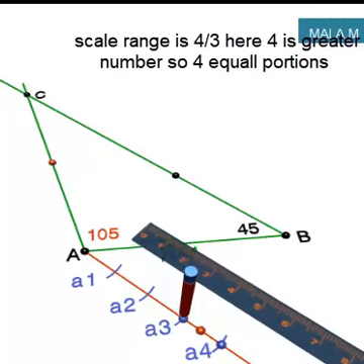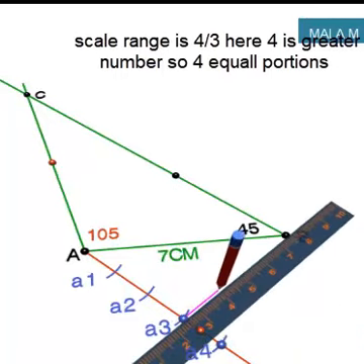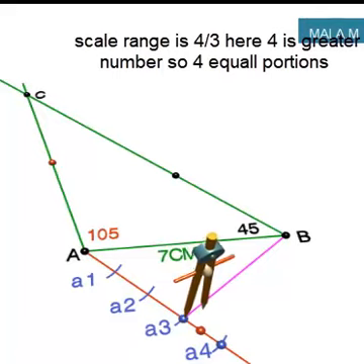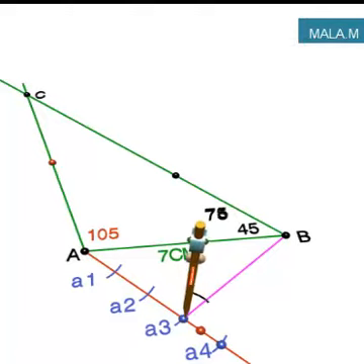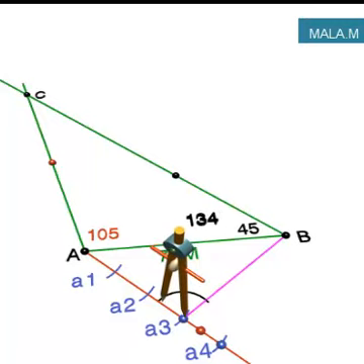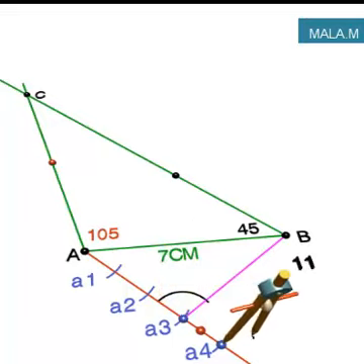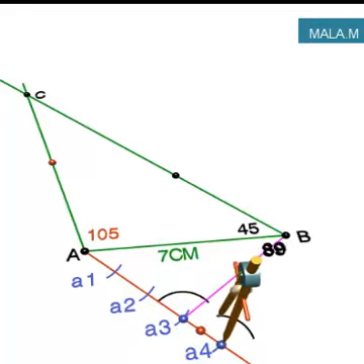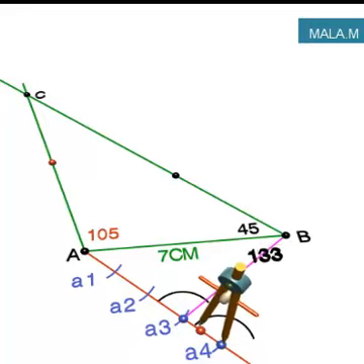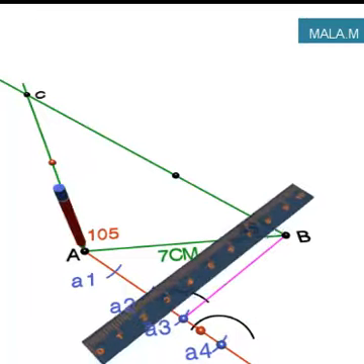Now, see the scale factor. What is the value in the denominator? 3. So, join the A3 point and the B point. Now, with a convenient radius in the compass, draw one arc by keeping A3 as a center. With the same radius, draw one more arc by keeping A4 as a center, like this. Now, produce the AB line for some extent.